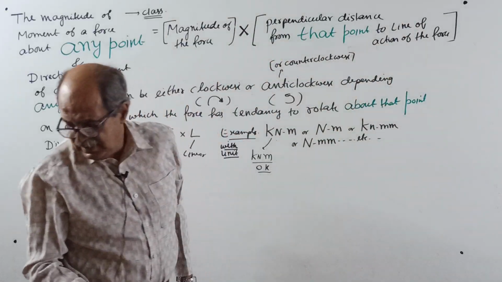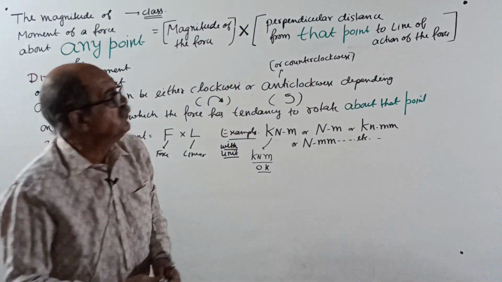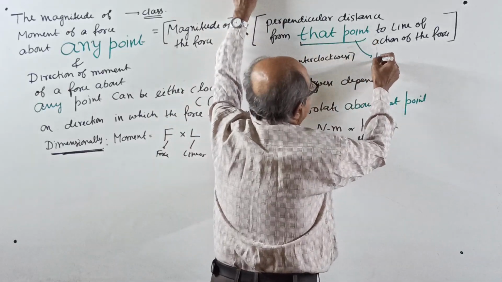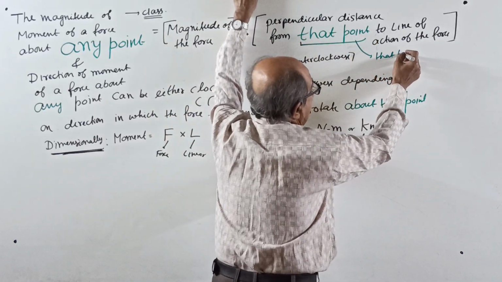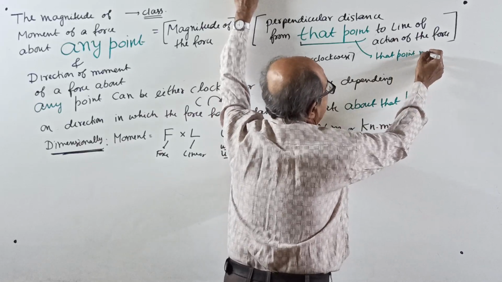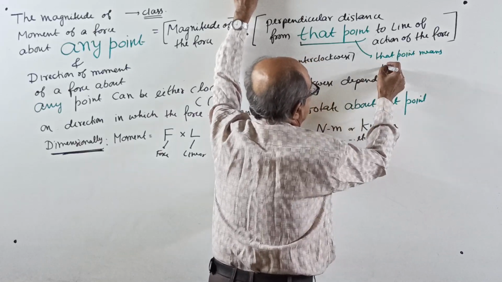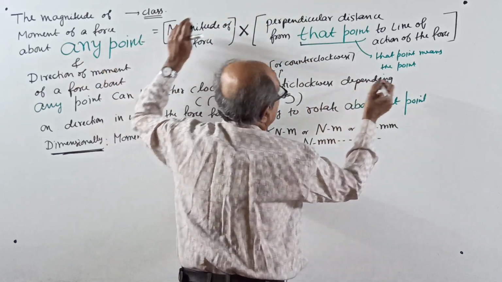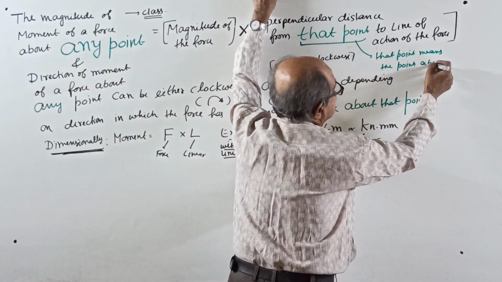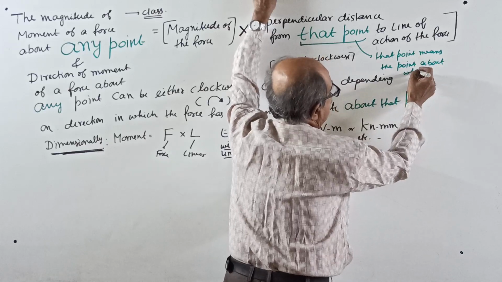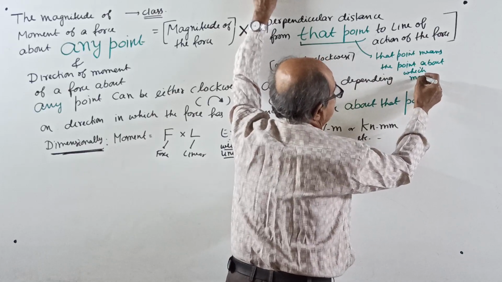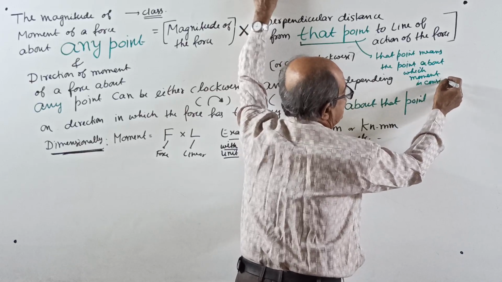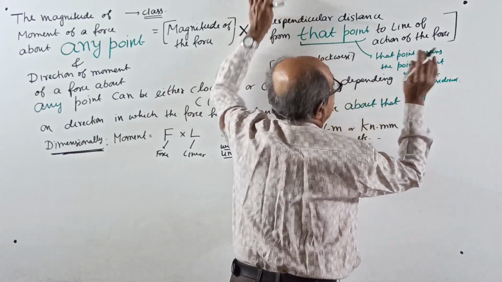Now a doubt comes: that point means which point? To make it clear, I write here. That point means the point about which moment is considered. Now I will not waste time. Further.